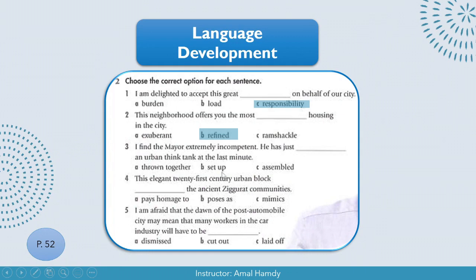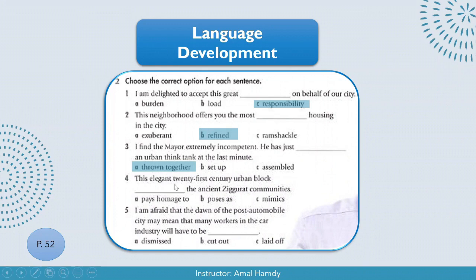Set up means to arrange for something to happen. So it means to prepare for something to happen. And assembled also implies that he has thought about it. So the best answer here is, of course, A, thrown together, because it was at the very last minute.